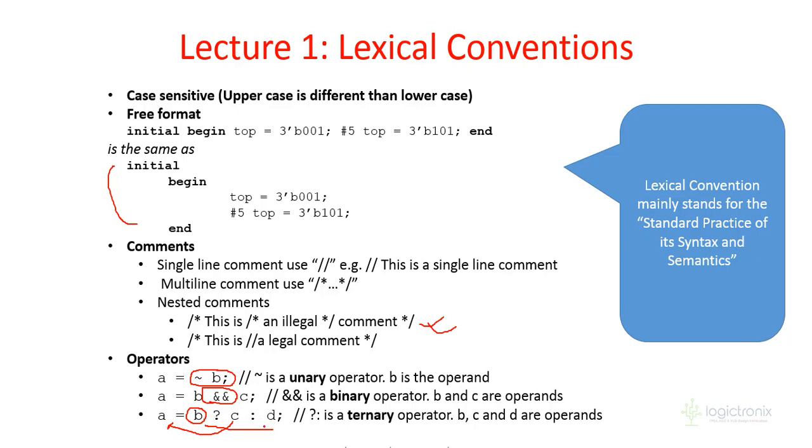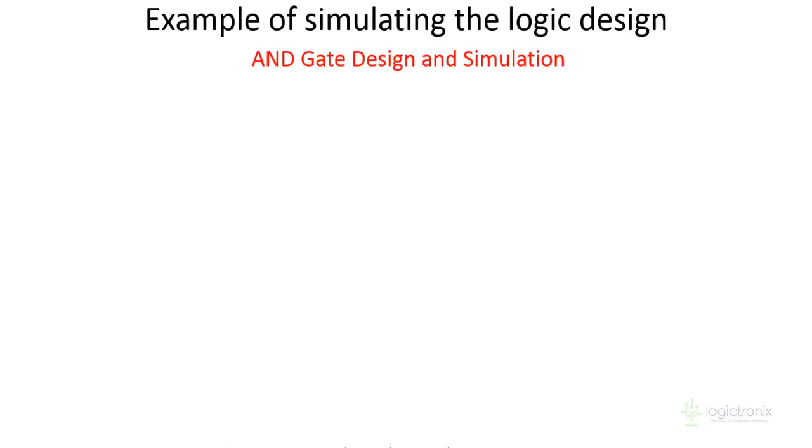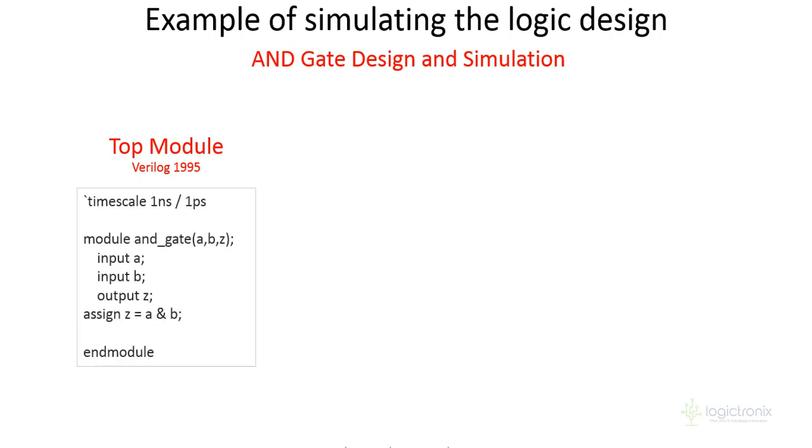If the value of B is false, then A will get D. So this is the ternary operation, which we will also talk about on the next slide. So let's go on to the next one. Here are some basics of how the top module can be written.